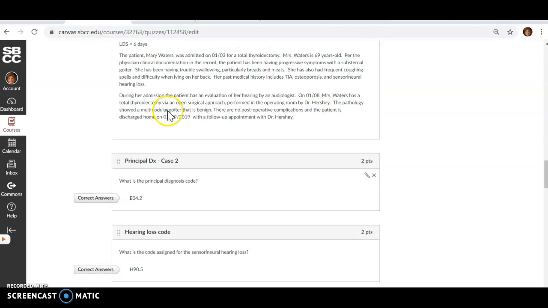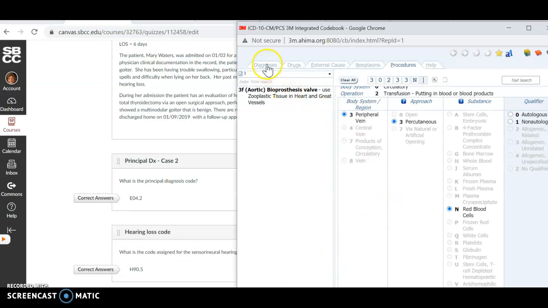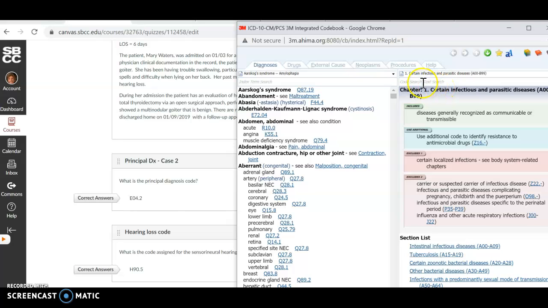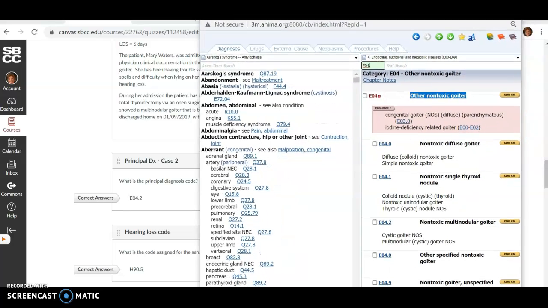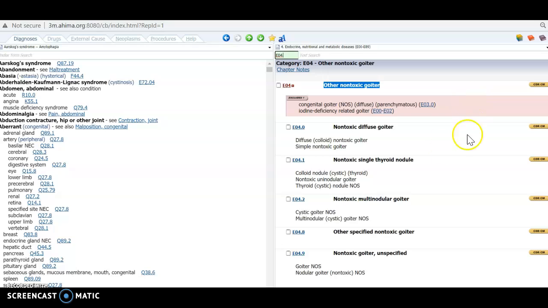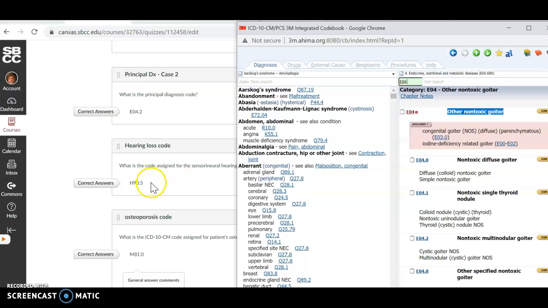So with this, let's go ahead and look at our principal diagnosis. I did have a few students put in E04.9, which is not my multinodular. Let's look at that. E04.2 is my non-toxic multinodular. I did have some students put in 4.9. You can see that is unspecified, and we know that it is multinodular. So if you got that incorrect, it was wrong.